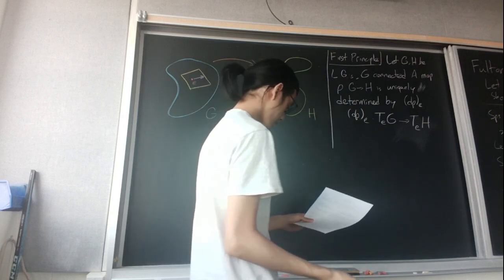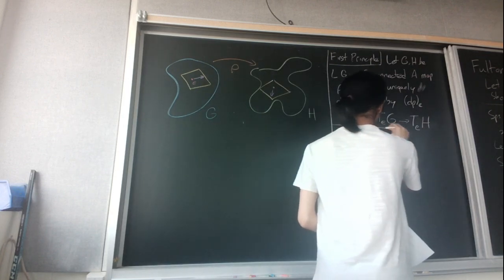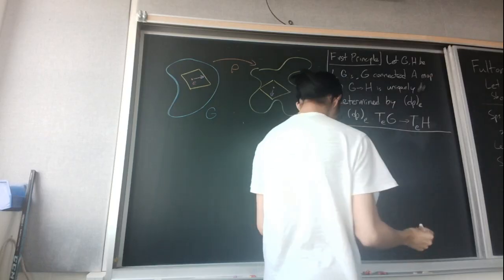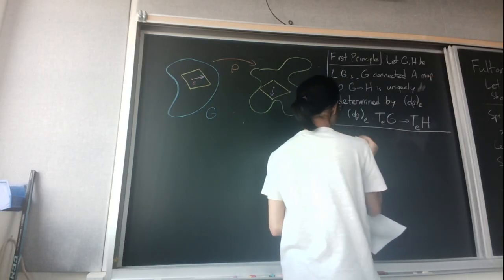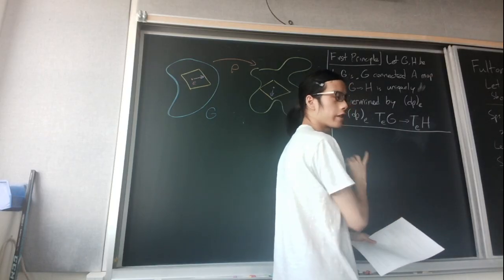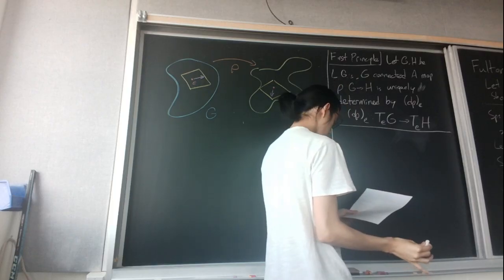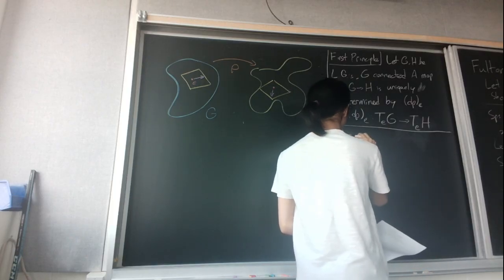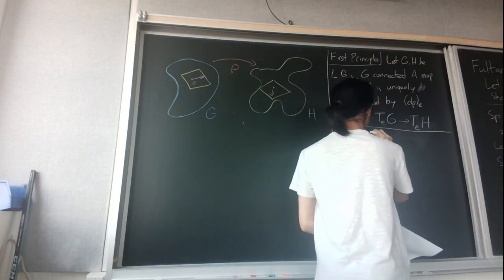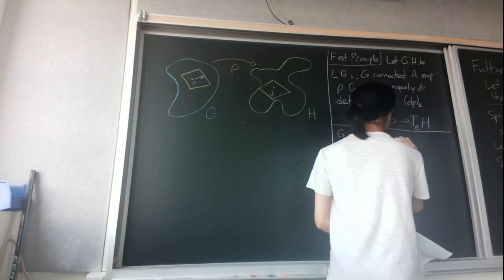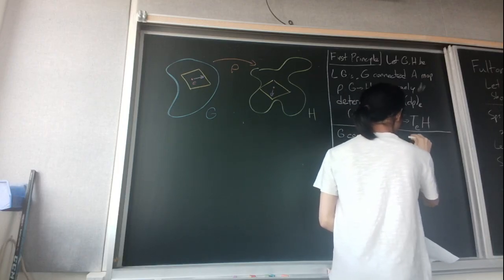Before that, I'm going to write down the second principle, which has a bunch of words that we don't know yet. So let G and H be Lie groups. That's just going to be true for the rest of this. And G is connected and simply connected. What is simply connected?